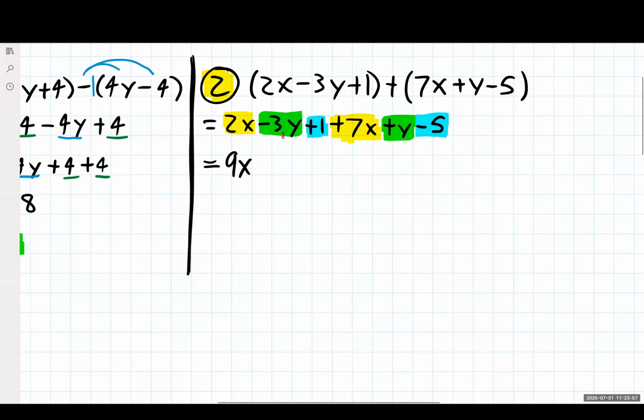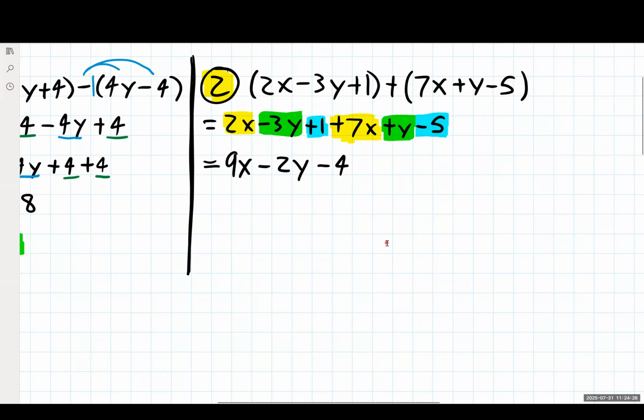I have negative 3y plus y, just the coefficients add together. So I have negative 3 plus 1, effectively. So I'm going to have a negative 2, and then bring down the y, the variable and its exponent, exactly as it was. And then plus 1 minus 5. So 1 minus 5, that's going to give me minus 4. So I've combined everything together as best I possibly can.